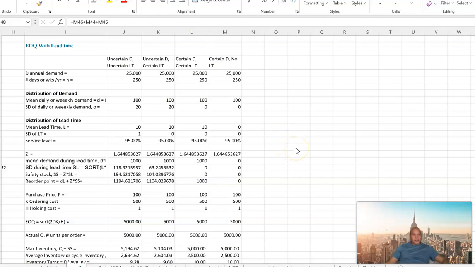Hello everyone. This time we're going to look at the EOQ with lead time. We're going to look at four cases here. We start with uncertain demand and uncertain lead time.